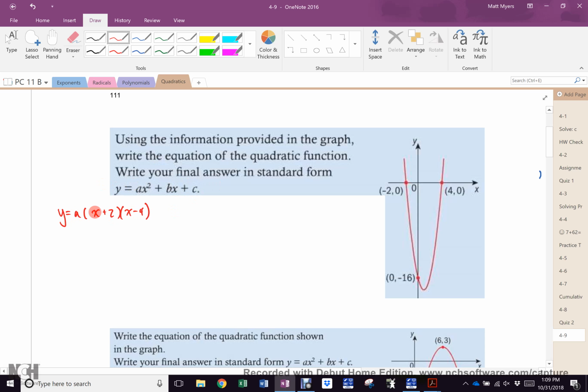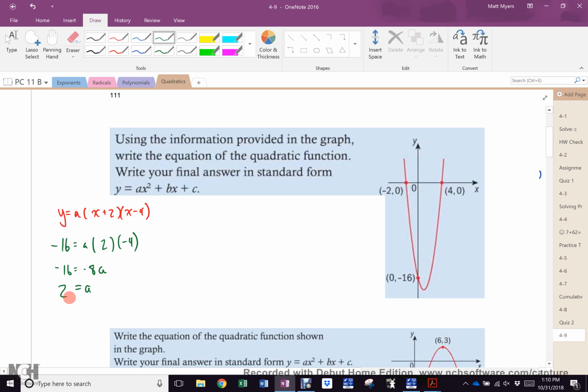What is this x? What could I write right there? 0. I could write 0. And what could I write there? 0. And what could I write there? Negative 16. So, -16 equals a, 0 plus 2 is 2, 0 minus 4 is -4. What's 2 times -4? Negative 8. -8a equals -16. What does a equal? 2.